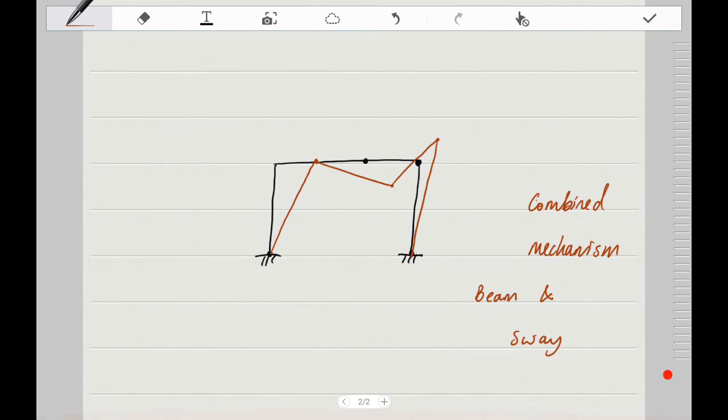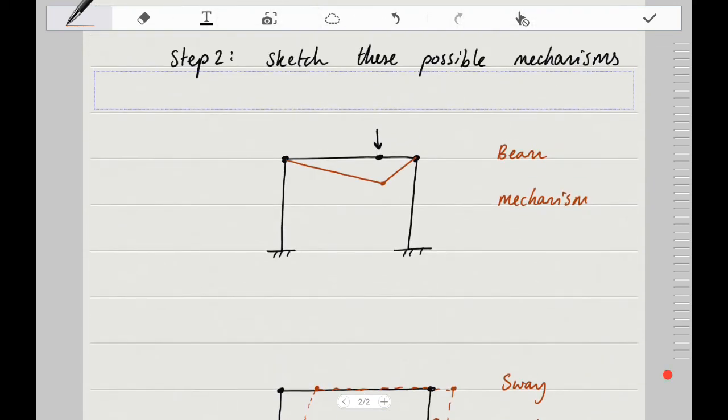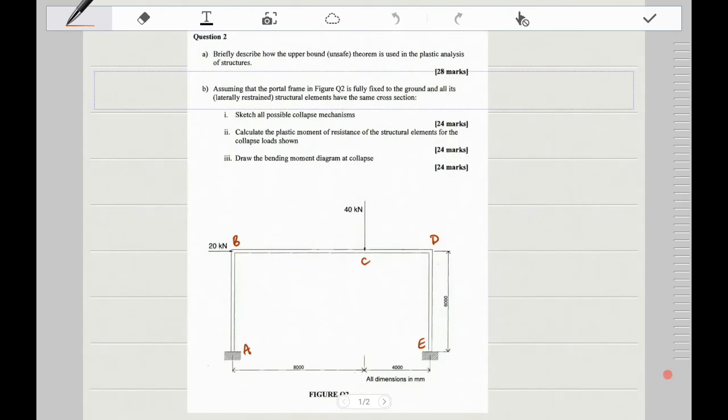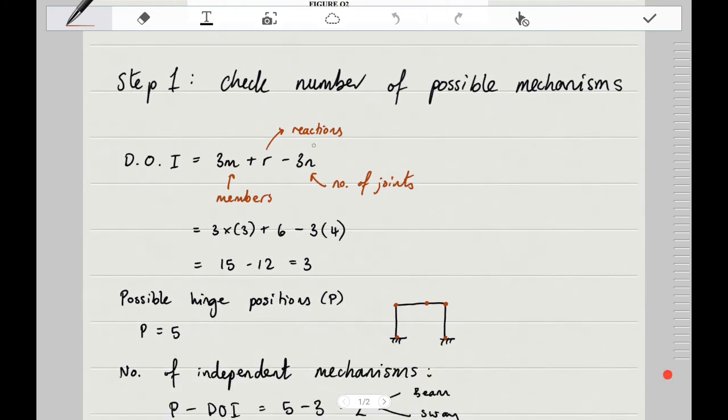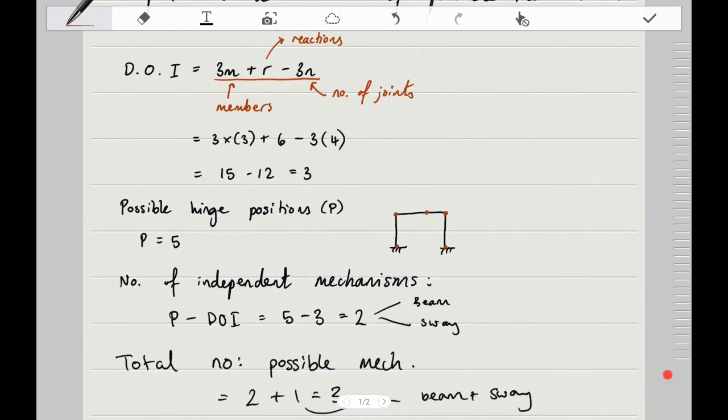In terms of resources, you can look at page 362 of Williams and Todd. It goes into detail if you want to know more about this, but this is basically the gist. Step 1 is you want to know how many mechanisms you have first in order to sketch all possible collapse mechanisms. The way we did that is first we checked the number of possible mechanisms by calculating the DOI using this formula here. Then we calculated the possible hinge positions.